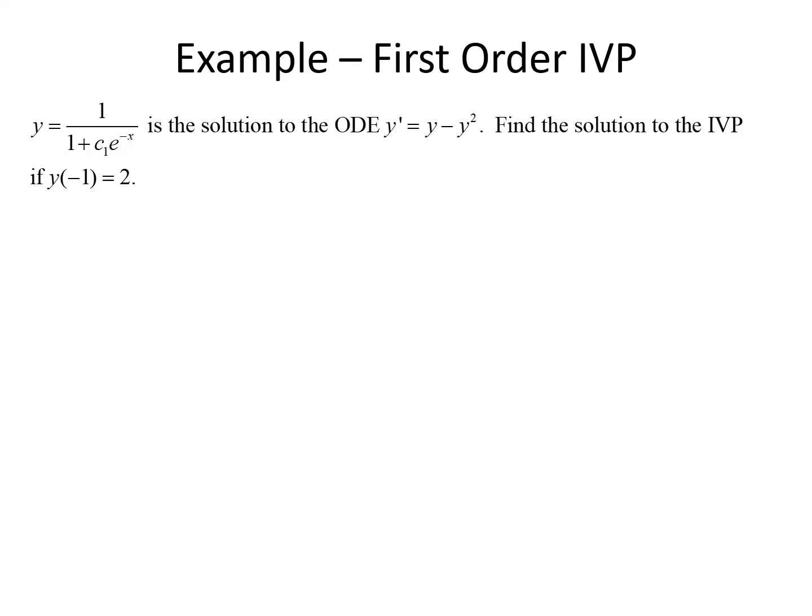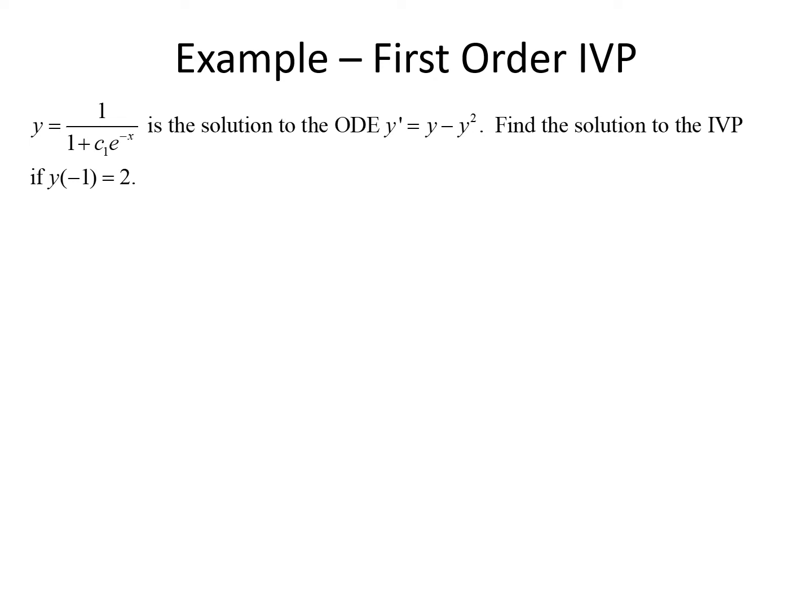All right, so let's jump right in and do an example. This time we have the first order initial value problem where we're given that y equals 1 over 1 plus c1 e to the negative x is the solution to the ODE y prime equals y minus y squared. Given that that's the solution, we want to find the solution to the initial value problem if we have the initial condition y of negative 1 equals 2.